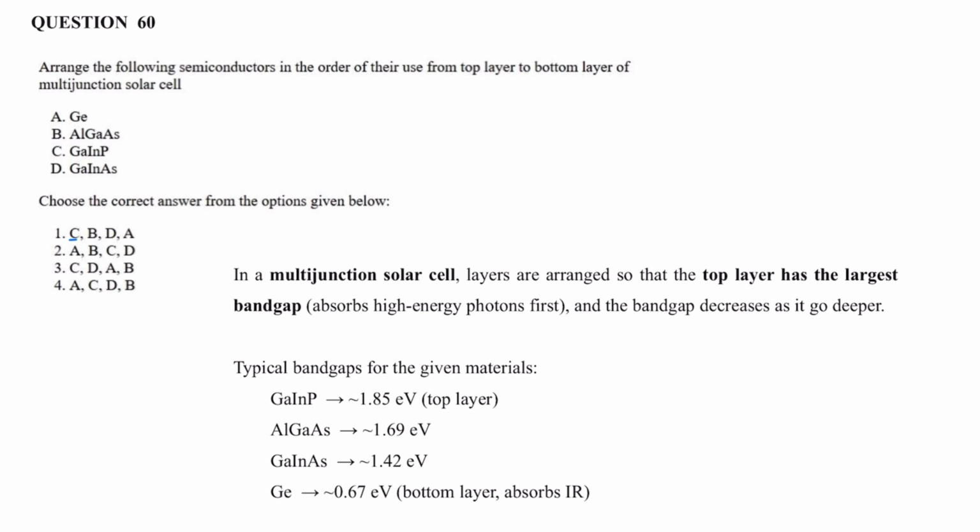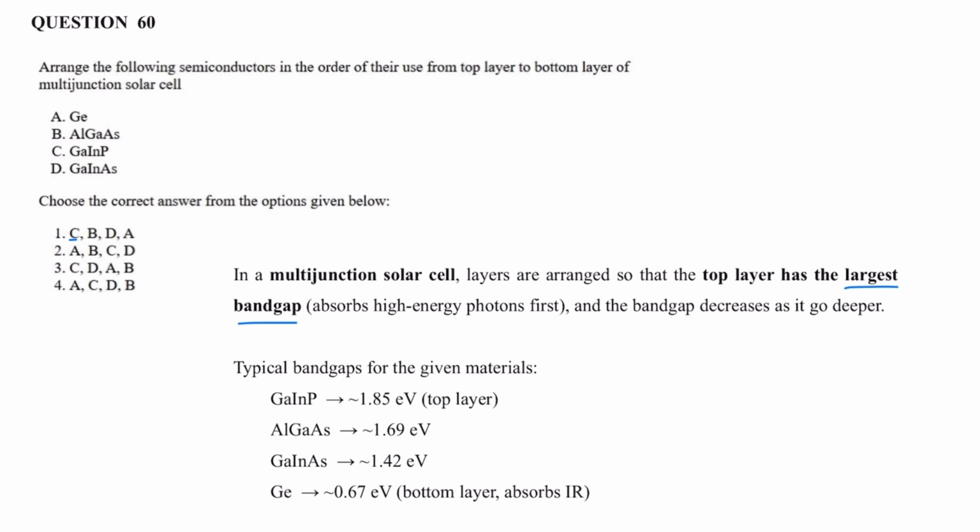Question number 60. Arrange the following semiconductors in the order of their use from top layer to bottom layer of a multi-junction solar cell. In a multi-junction solar cell, layers are arranged so that the top layer has the largest band gap and the band gap decreases as it goes deeper. So for germanium, band gap energy is 0.67 electron volts.